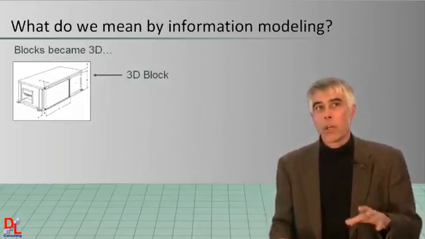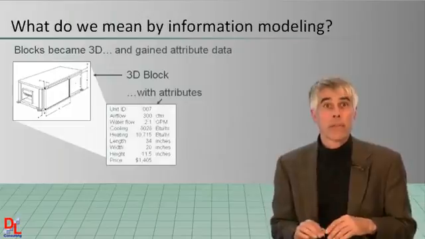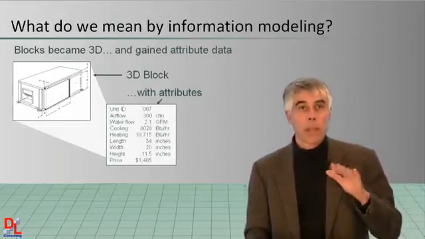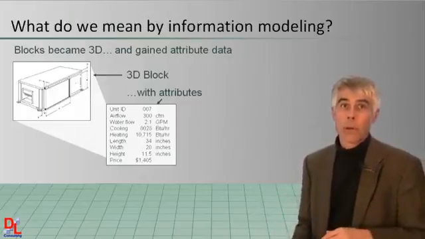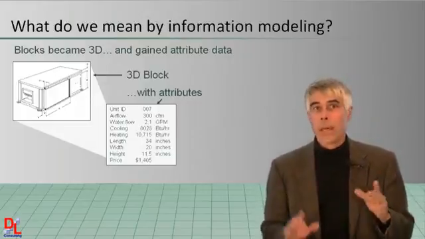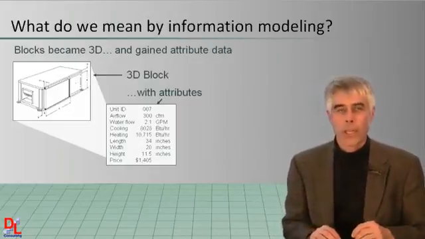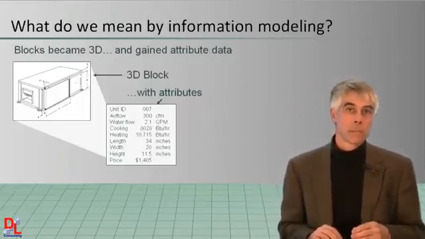The next stage was to associate some of the information with the block. This might include, for example, data on the manufacturer, the model number, and the cost of the object. Now the pieces were in place to begin to model the cost of the project and the material schedules.